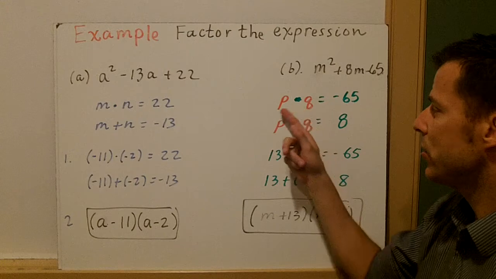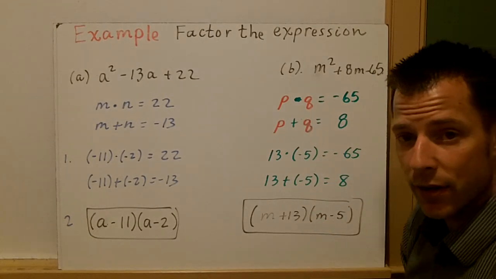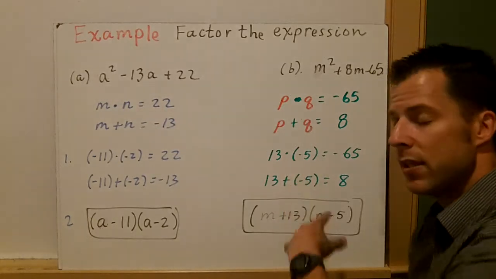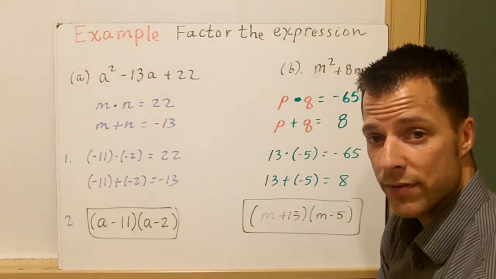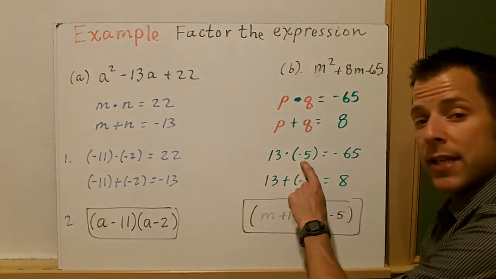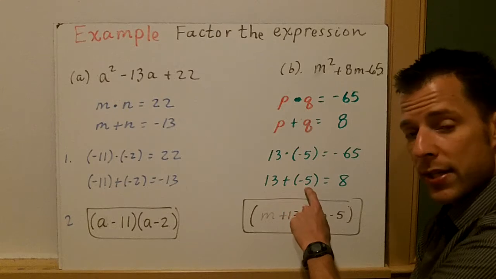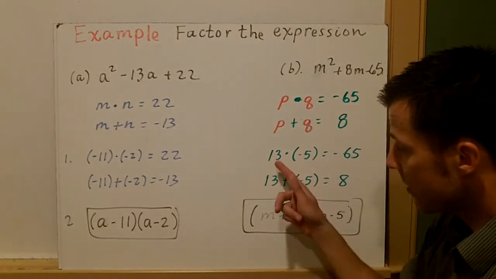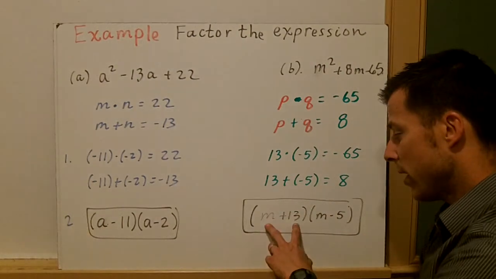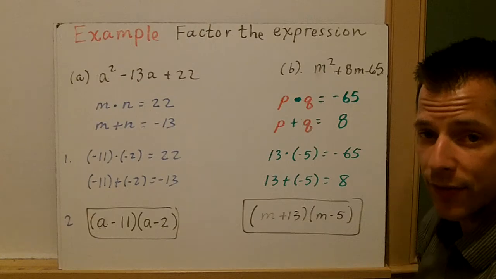So I need two integers here that multiply to be negative 65 and add to be 8. With some trial and error, I get 13 and 5, it gives me 65, but I have to have the right combination of signs. 13 times negative 5 gives me negative 65, and 13 plus negative 5 gives me 8. So I've got my m and n, or in this case my p and q. So I have the quantity m plus 13 times the quantity m minus 5.